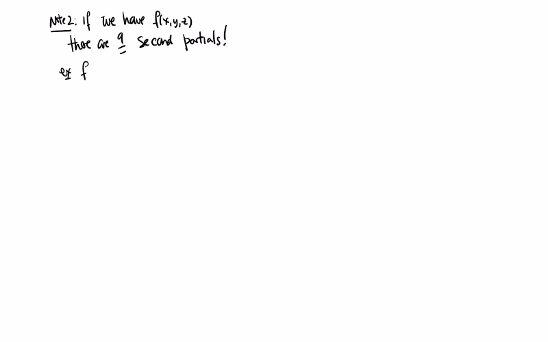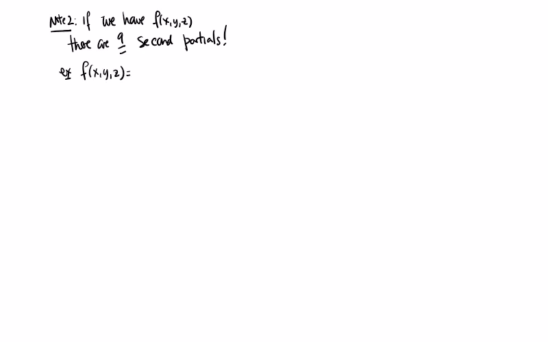So note 2 is just to keep in mind, if you have something like f of x, y, z, and we won't really encounter this a lot, but it's just to keep a good sense of perspective. In this case, there are actually 9 second partial derivatives, because you could do x then x, x then y, x then z, y then x, y then y, y then z, and so on. I will pretty much never ask you to find all 9 of these, right? And if you had f of x, y, z, w, you'd have even more, you'd have 16. So this can be pretty crazy.